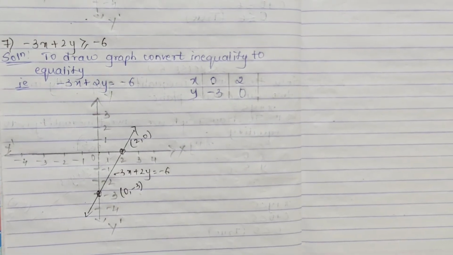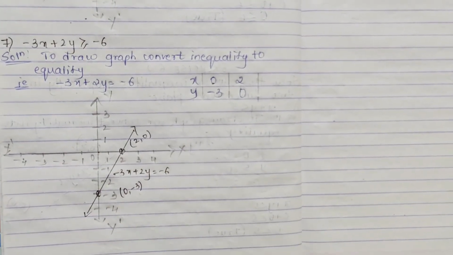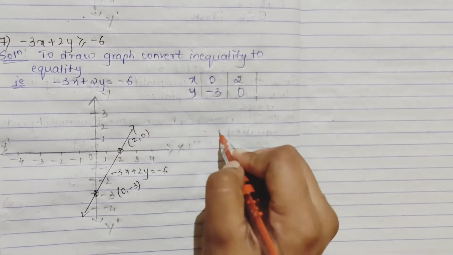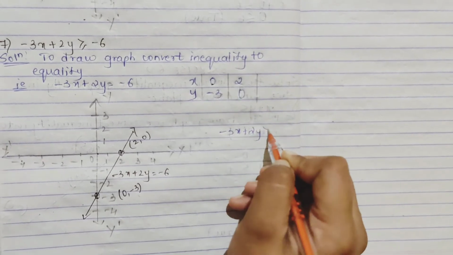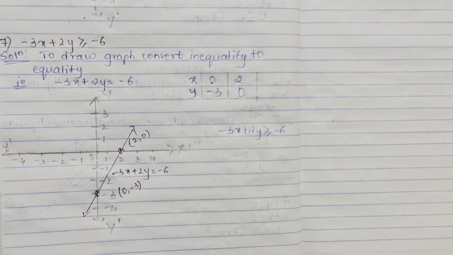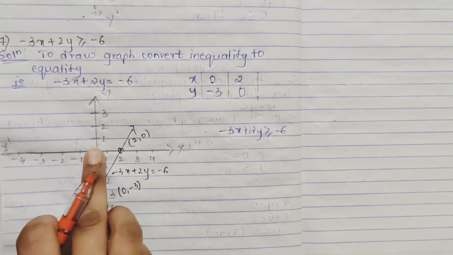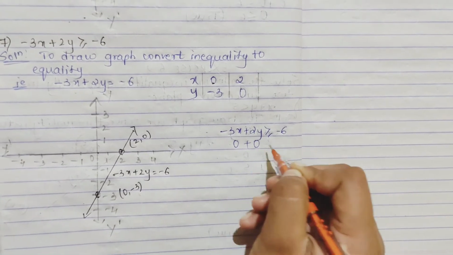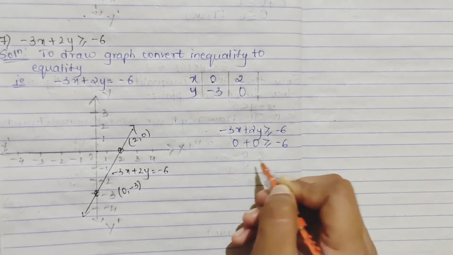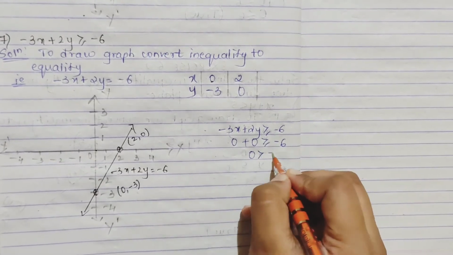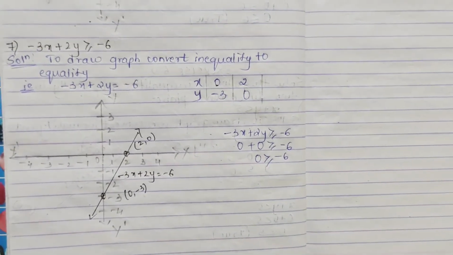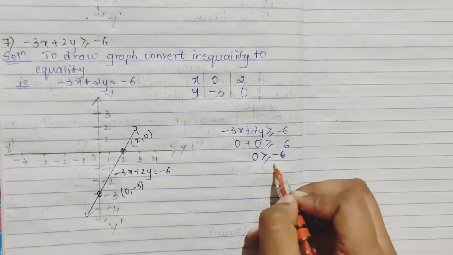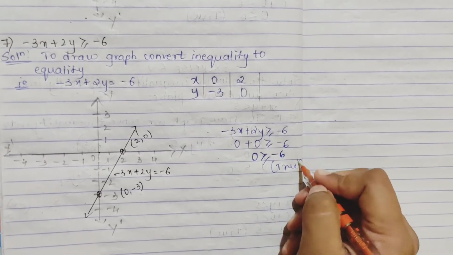Now please don't forget to write the equation of the line, and it will be an equality, not an inequality. Now you have to check the solution part. We have minus 3x plus 2y greater than or equal to minus 6, and conveniently we go for the origin, 0, 0, since it doesn't lie on this line. So 0 plus 0 is greater than or equal to minus 6. Yes, 0 is greater than minus 6, so this is true.